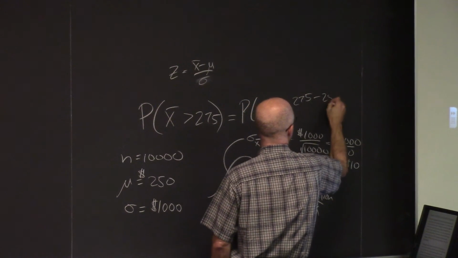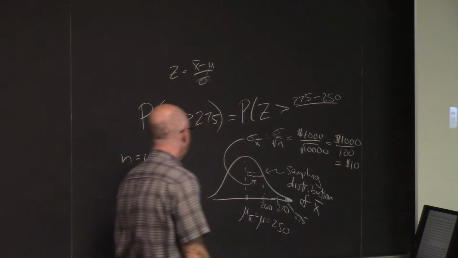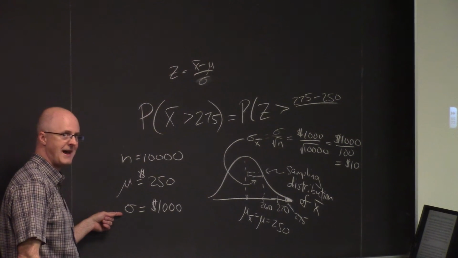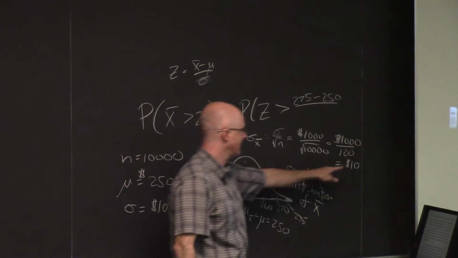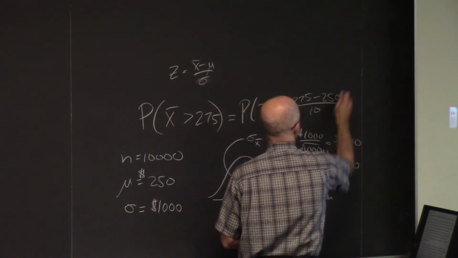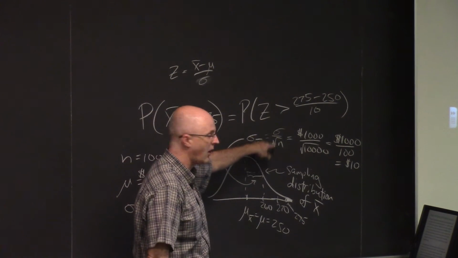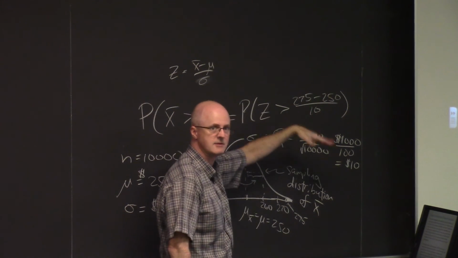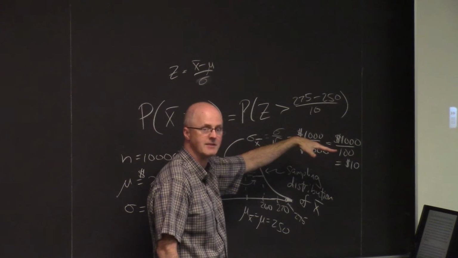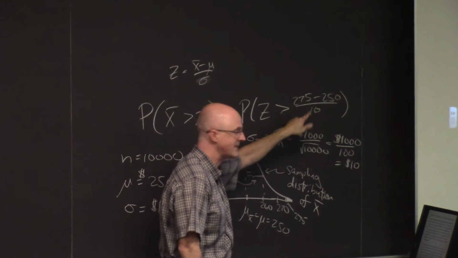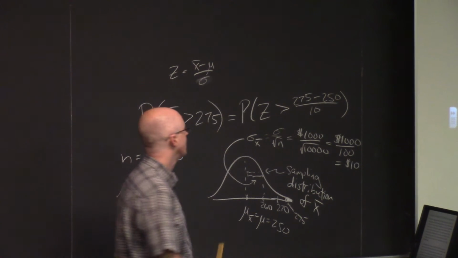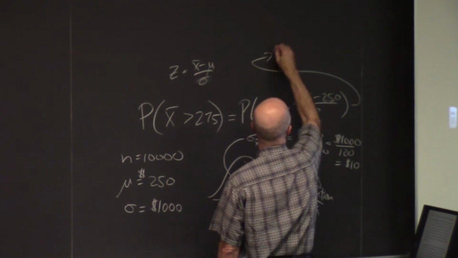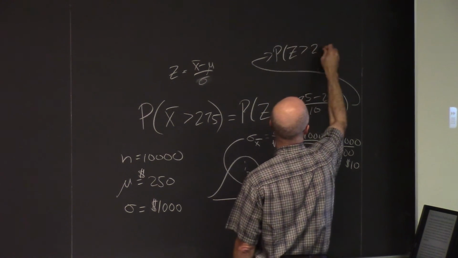275 minus 250, not divided by 1,000. Don't divide by 1,000, divide by 10. Divide by sigma over square root of n. You could write it initially in here as 10,000 divided by 1,000 divided by square root of 10,000. It's a 10. That's the most common mistake here. That's 25 up top. This is the probability of z being greater than 2.5.